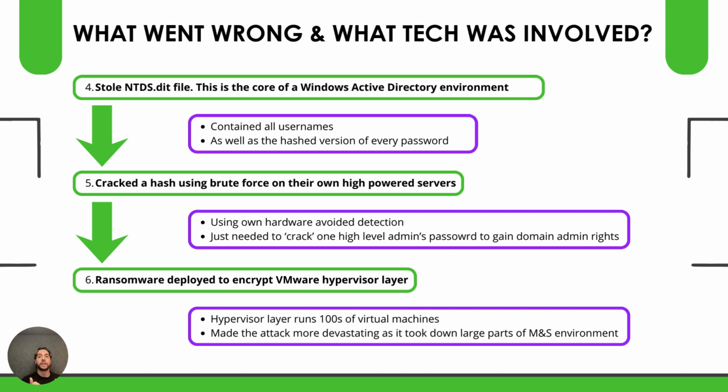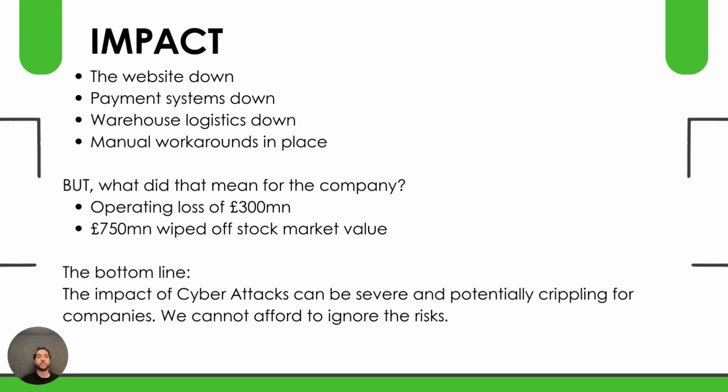So once they had this domain access, Scattered Spider were then able to finally deploy the malware, the DragonForce ransomware. And they did this in one of the most damaging ways possible, because instead of encrypting one file or one laptop, they attacked the hypervisor layer, which is essentially a software layer that splits physical servers into hundreds of virtual machines. Those virtual machines then run whole sections of a company's infrastructure. So whole sections of M&S's environment were affected because they chose to attack this hypervisor layer.